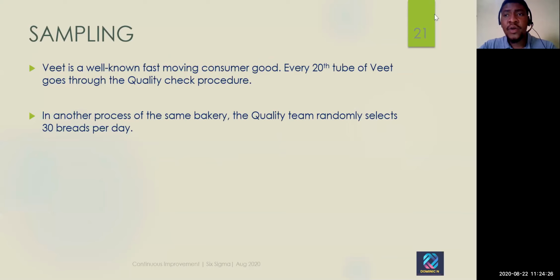Okay, I have a very quick quiz for us here. Please put your answers in the chat box, or you can raise your hand to answer it. VIT is a well-known fast-moving consumer good, and every 20th tube of VIT goes through quality check. What sampling method do you advise that we use for this?